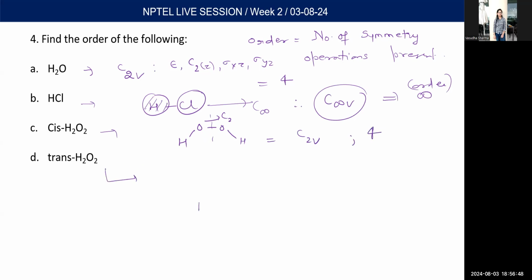And trans H2O2, if you draw it, it has C2, but it does not have any sigma. So there is identity, C2Z and sigma XY, which is a molecular plane bisecting your molecule into two halves. And also, if you carefully see, there is an inversion center, because from the center to the opposite end, we are getting the equivalent structure. So the order is again 4. So this is the way you will calculate the order of your molecules.